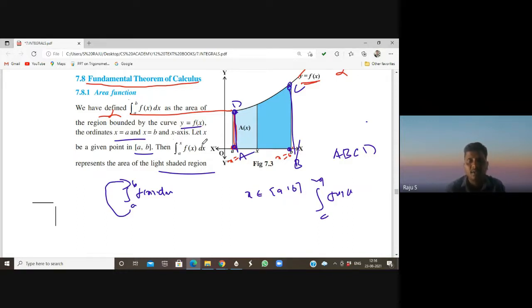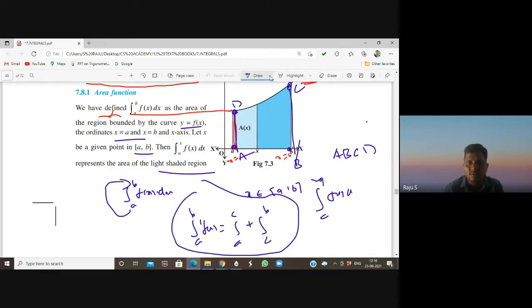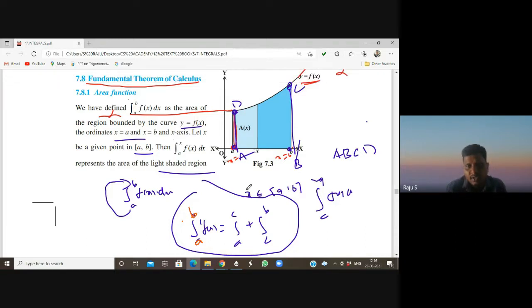Among the properties, integral a to b can be written as integral a to c plus integral c to b. This is one of the properties. For example, I want to find the length from Salem to Coimbatore. In between, Erode will be there. I stop at Erode. Like that, we can divide it into two parts, Salem to Erode and Erode to Coimbatore. Finally, we can reach Salem to Coimbatore.